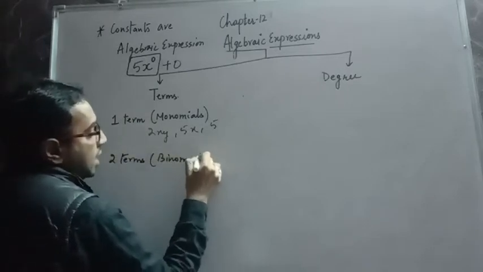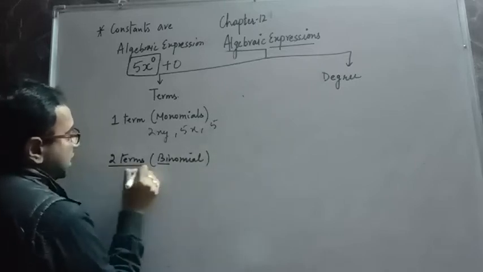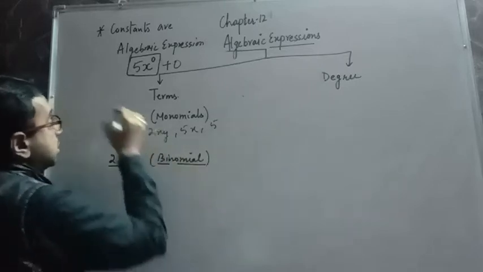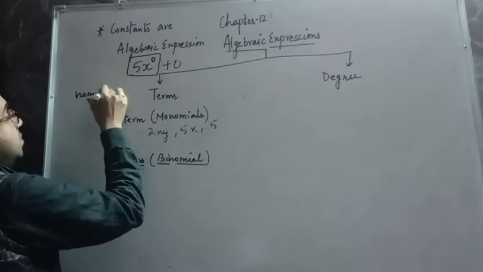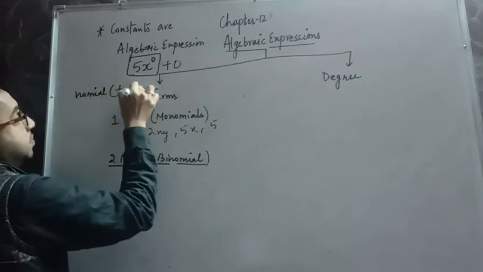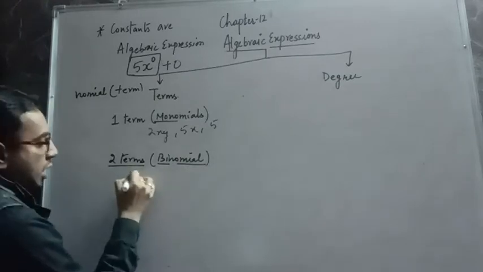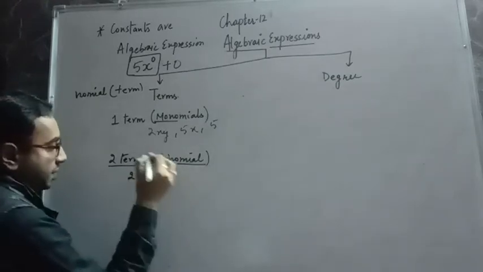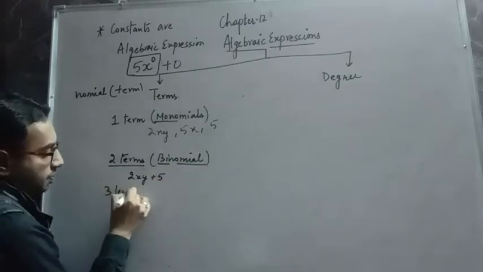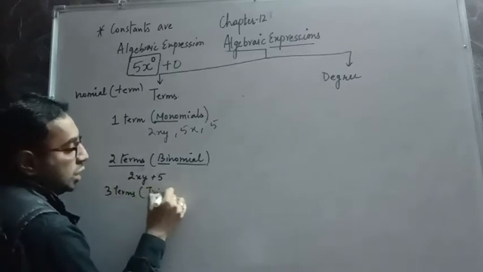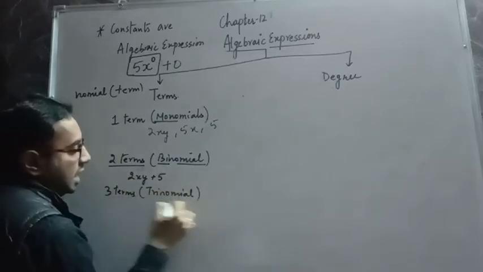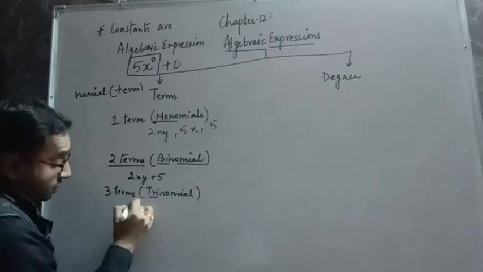So, one term, next two terms, known as binomials. Bi means 2, that is why 2 terms. Nomial means terms. Do remember, nomial means term. Mono means 1. Binomial means 2. 2xy plus 5. Next, 3 terms. It is known as a trinomial because tri means 3, nomial means term, 3 terms.